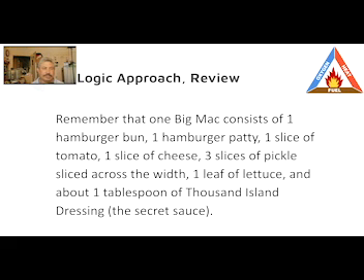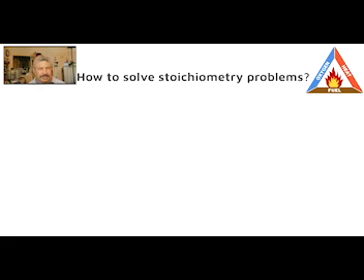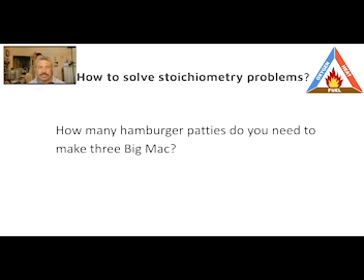The logic approach, remember, we looked at one Big Mac consisting of one hamburger bun, one hamburger patty, one slice of tomato, one slice of cheese, 3 slices of pickle sliced across the width of the pickle, 1 leaf of lettuce, and about a tablespoon of $1,000 dressing, the secret sauce. Now the problem is, how many hamburger patties do you need to make 3 Big Macs? Take a moment to solve this problem.